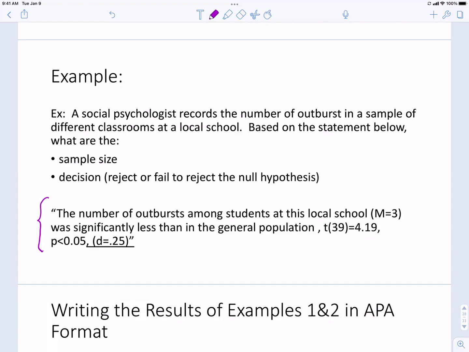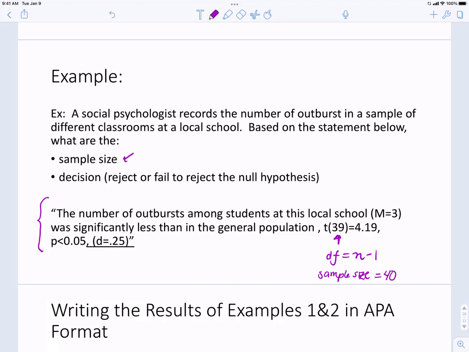So let's talk first of all about the sample size. Now, this right here is the degrees of freedom. And remember, the degrees of freedom is a sample size minus 1. So if the degrees of freedom is 39, we know that the sample size, n, was 40.